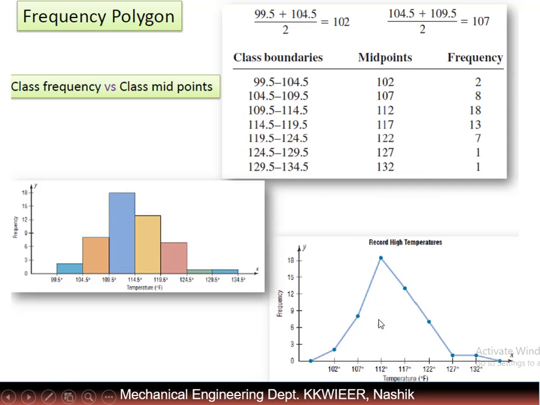Here we can see the high record temperature is 112 degrees Fahrenheit for 2018. So this is called the frequency polygon. It is drawn from the class frequency versus class midpoint.